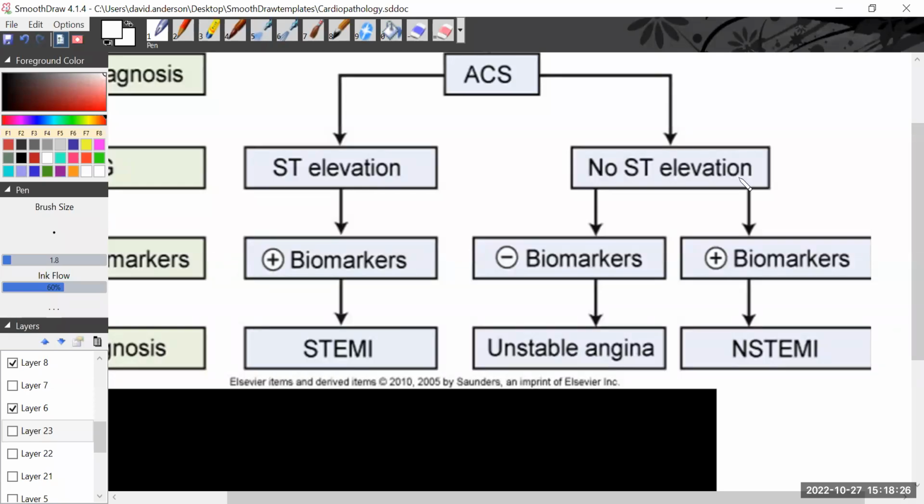And over here, with no elevated STs, we've got the possibility of unstable angina or what's called non-ST elevated myocardial infarction. So the ST elevation does not guarantee that we're having a heart attack. We can have an ECG where the ST segment is elevated, or not elevated. In both cases, we could still be dealing with a myocardial infarction, and the difference maker is the biomarkers.